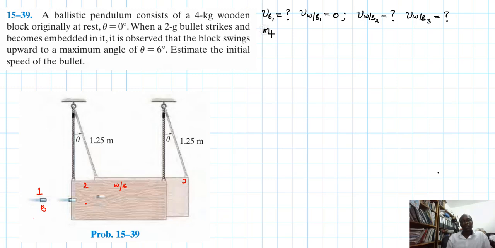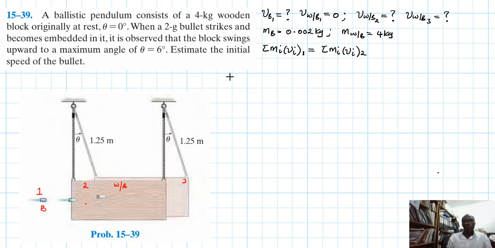Of course, mass stays the same. MB is equal to 0.002 kg. We have MWB equal to 4 kg. So let's now use the principle of the conservation of momentum, summation of m v at 1 equal to summation of m v at 2.